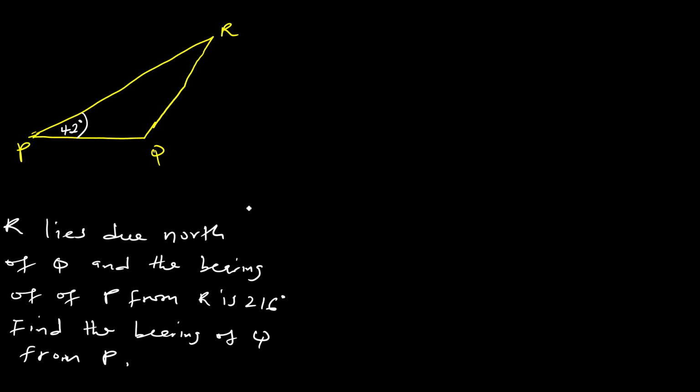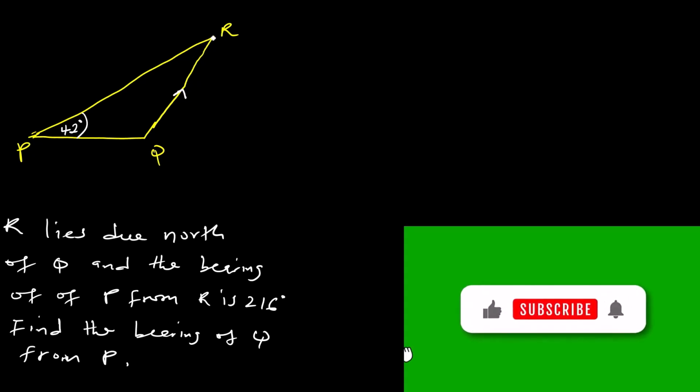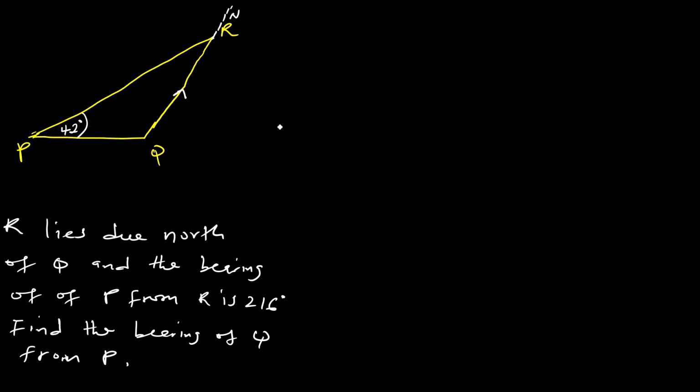R lies due north of Q, and the bearing of P from R is 216 degrees. So R lies due north. Okay, it is R, so it lies due north of Q. So we have this. So that's the meaning.